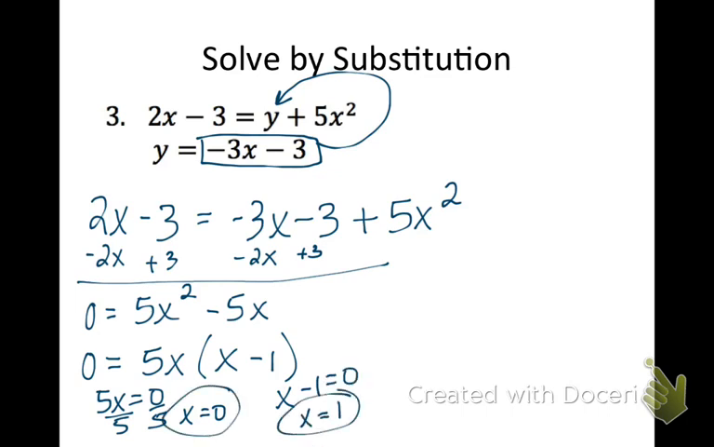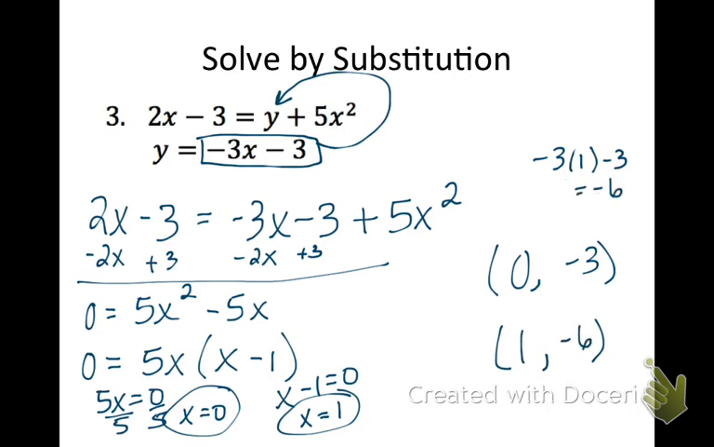So my answers are x equals 1 and x equals 0. But keep in mind, we always have to have points, so I need to find the y-coordinates of these 2 points. I can plug my 0 into either the top or the bottom equation, the original equations, and I'm going to choose the bottom equation for this because that looks easiest. So if I do -3 times 0 minus 3, I'm just going to get a -3. Okay, so now if I plug 1 into that same equation, -3 times 1 is -3, minus 3 is a -6. So my solutions are (0, -3) and (1, -6).